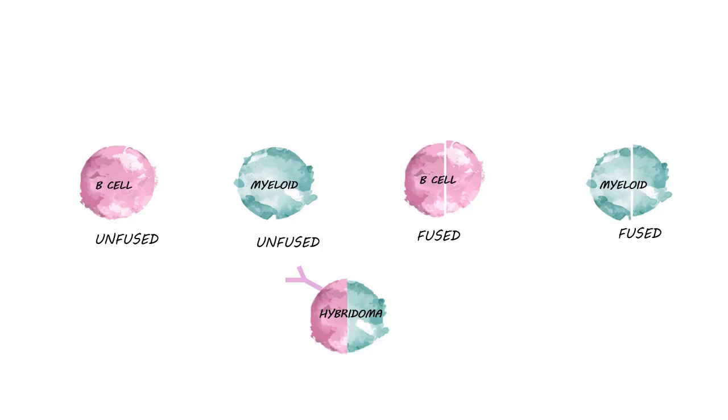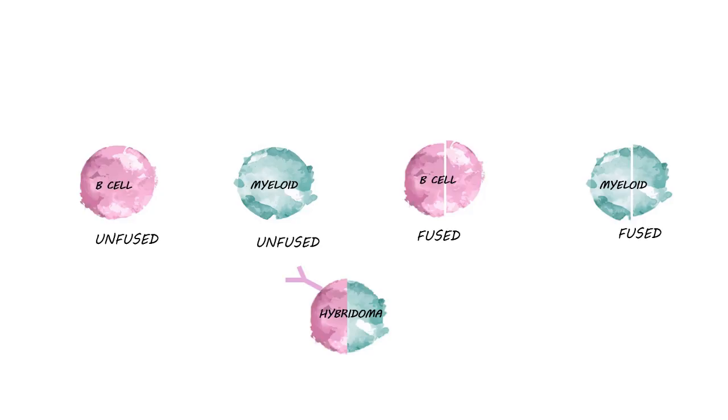There can be B cells that did not fuse with any other cell and remained unfused. There could be myeloid cells that did not fuse with any other cells and remained in their original unfused form. There could be B cells that fused with each other in a homogeneous manner. There could be myeloid cells that fused with each other in a homogeneous manner. And then there could also be a hybridoma, which is our target cell, formed by the fusion of a B cell and a myeloma cell.